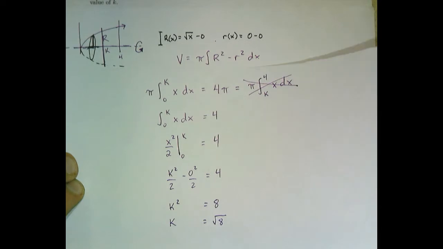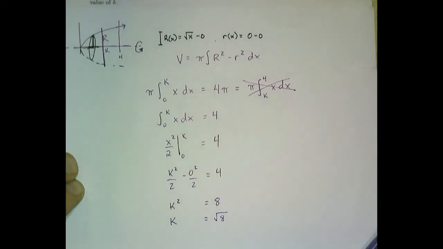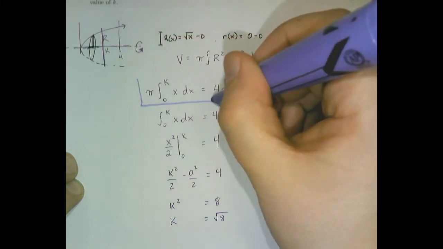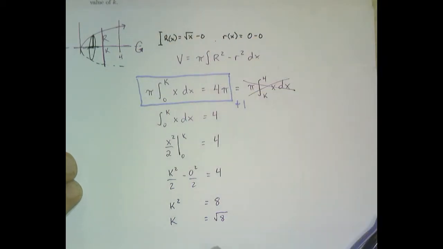And this part here is worth 2 points. So your first point comes from, do you have an equation in k? So there's my equation in k, so that's plus 1 point. And then your ninth and final point comes from solving correctly for k.